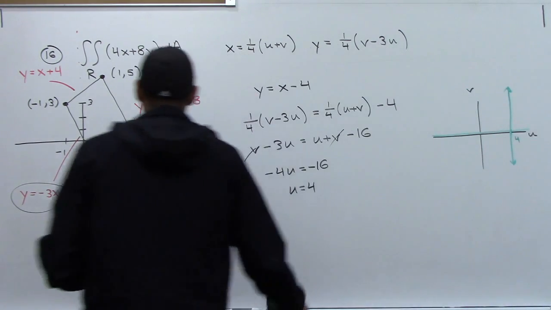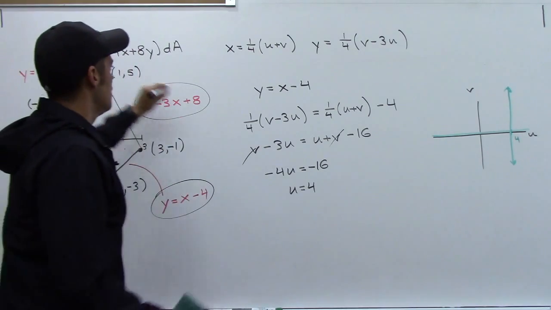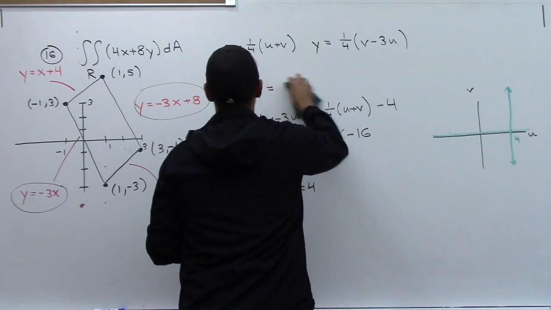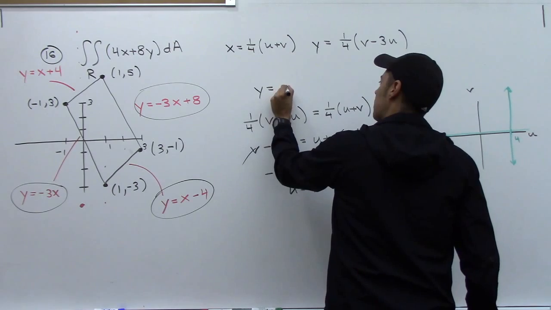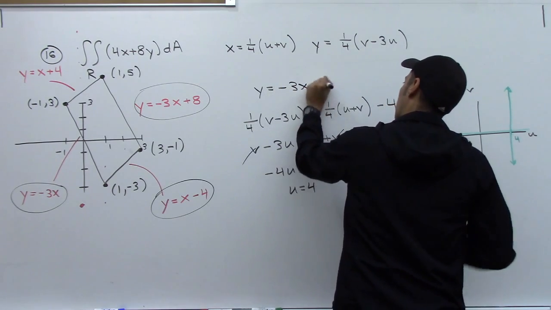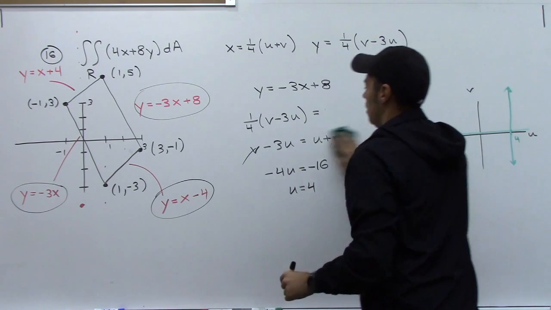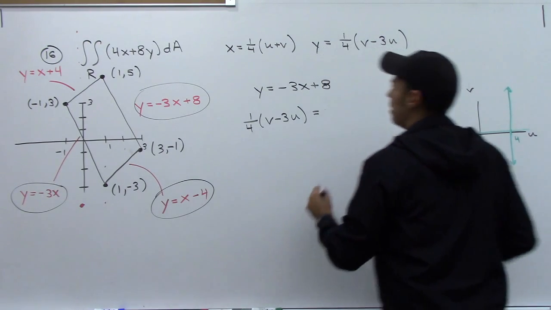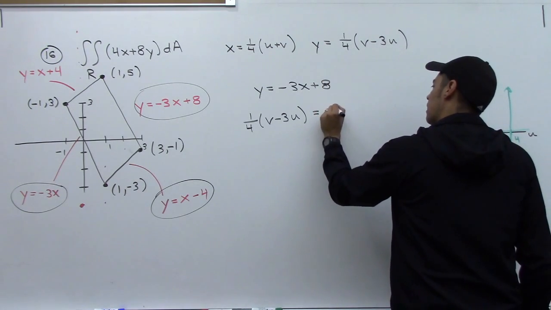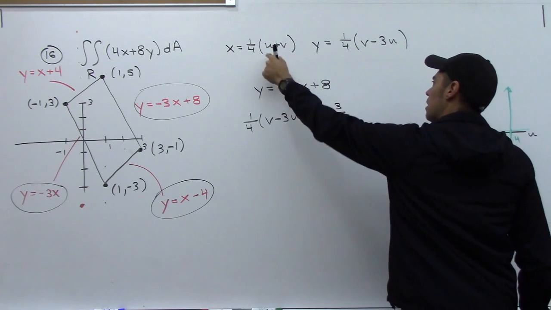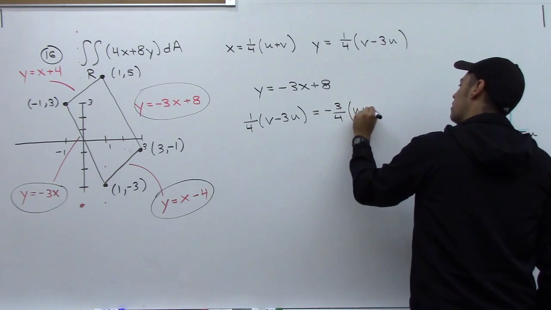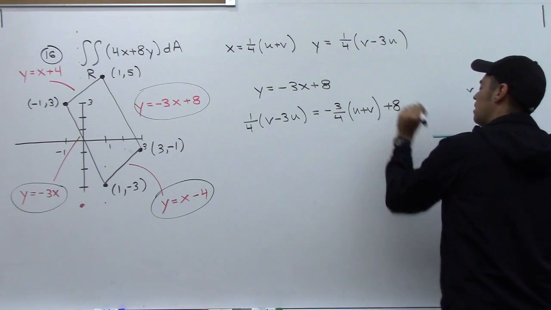And I keep this thing going. Now let me do this one. I rewrite this: y equals negative 3x plus 8. So y, which is this, equals negative 3x. So negative 3/4, that's that, u plus v, then plus 8.